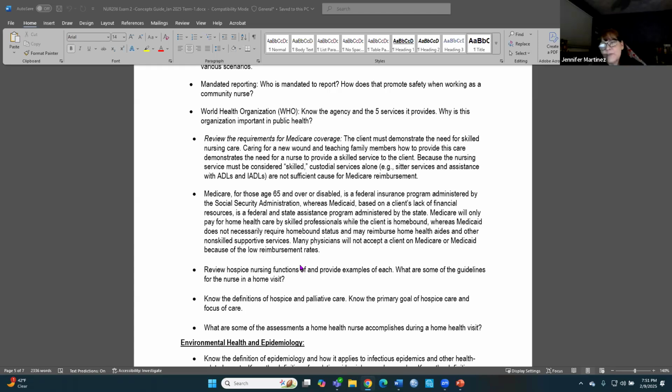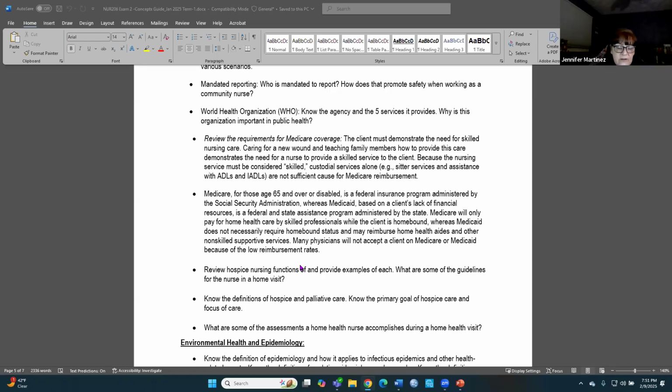We can send patients home with trachs, with tube feedings, with all sorts of more complex equipment than we used to in the past. It used to be that if you were trached, or on oxygen, or had a tube feeding, you were usually in the hospital or a long-term care facility. Now we're sending people home with this equipment.